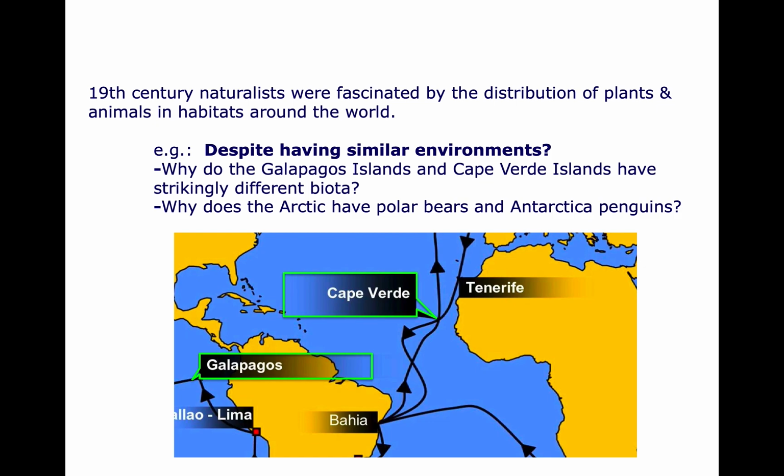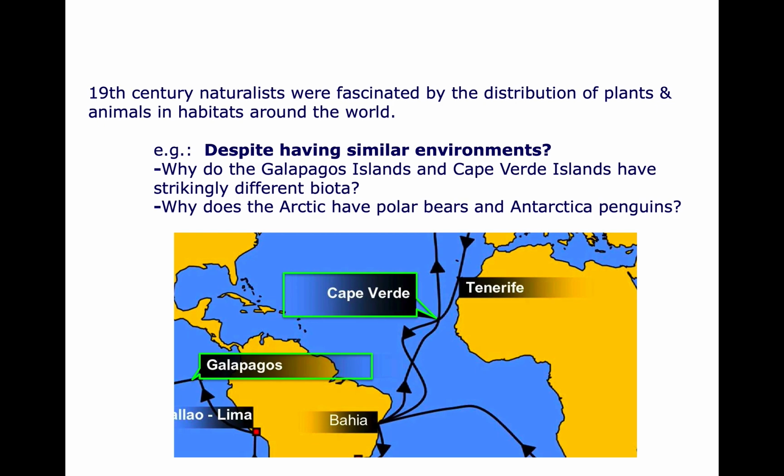As I mentioned, right, the naturalists were just fascinated by the distribution of plants and animals around the world. They were doing a lot of cataloging at this time. So very naturally, they started to look at where animals were distributed, what habitats they were associated with, and trying to make sense of this.